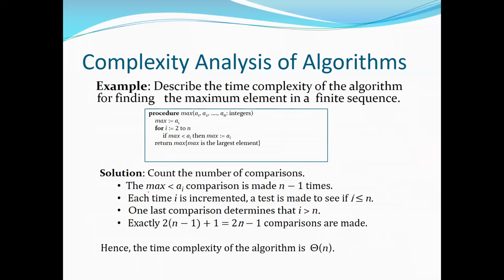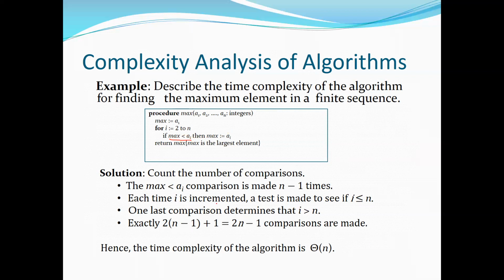So we see then that max less than a_i. Where is that max less than a_i? This is written here. How many times is this comparison operation performed? This is done n minus 1 times. Why? Because i is going from 2 to n. So this comparison is performed n minus 1 times.